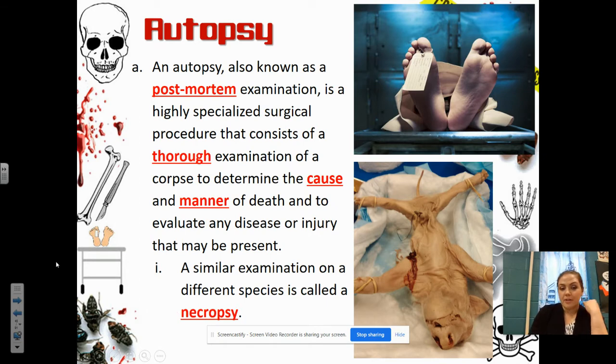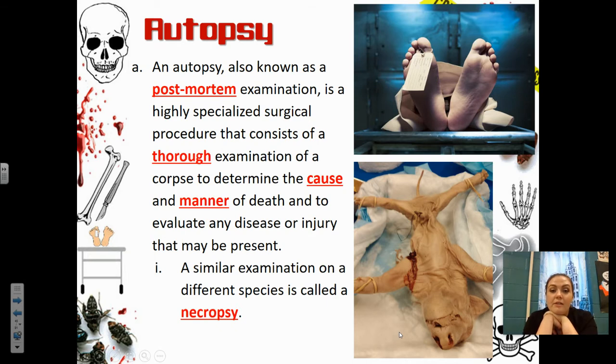An autopsy, also known as a post-mortem examination, is a highly specialized surgical procedure that consists of a thorough examination of the corpse to determine cause and manner of death and to evaluate any disease or injury that may be present. A similar examination on different species is called a necropsy. So if we do it on something that isn't a human, it's called a necropsy. We do it on a human and it's an autopsy.